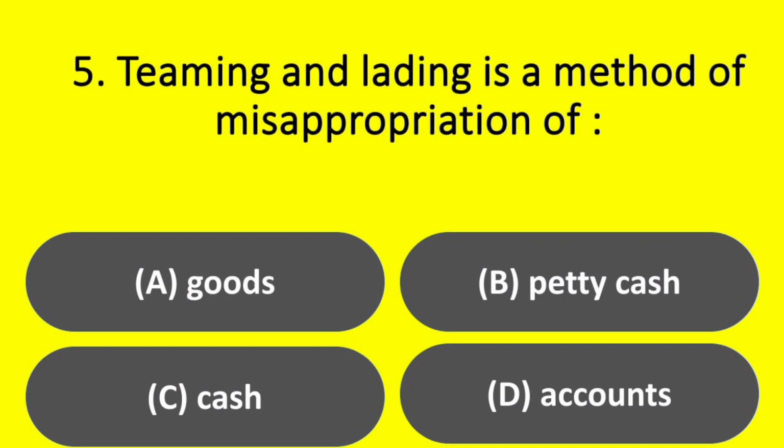Teaming and lading is a method of misappropriation of: option A, Goods; option B, Petty cash; option C, Cash; option D, Accounts. Answer: option C, Cash.